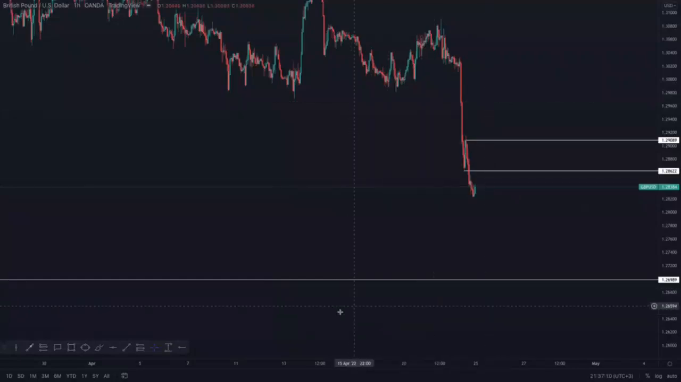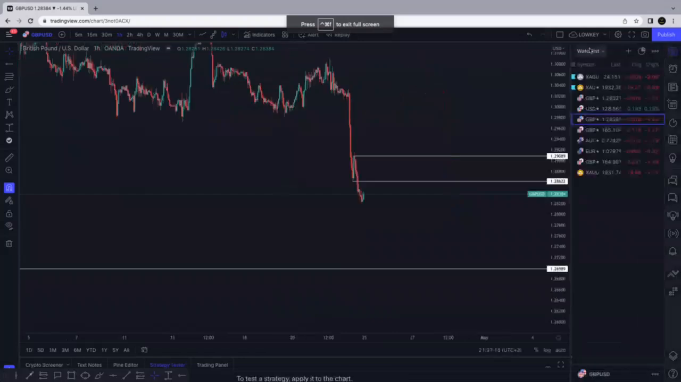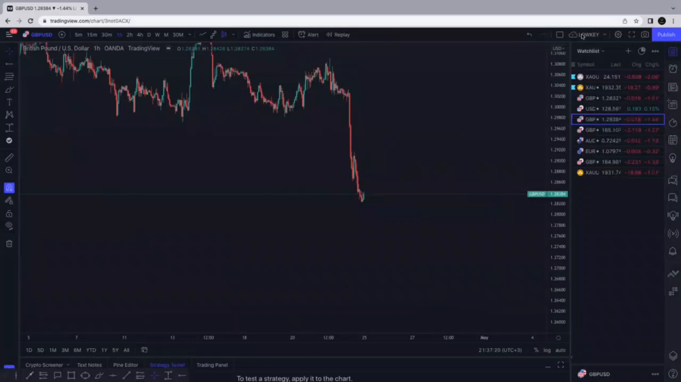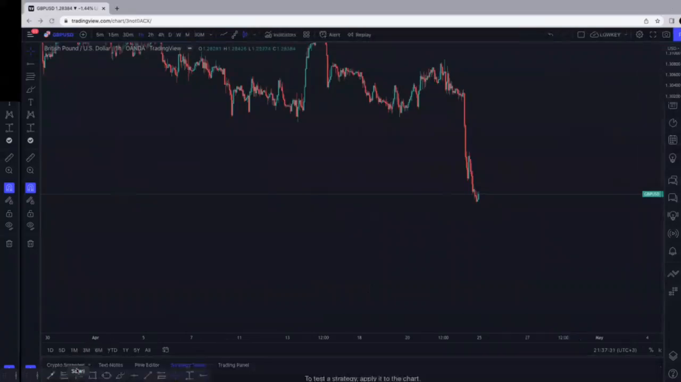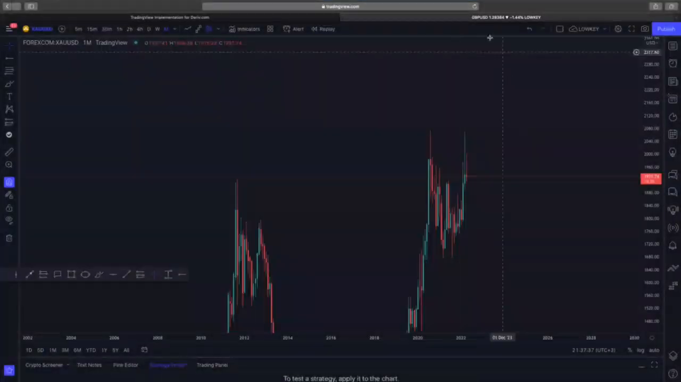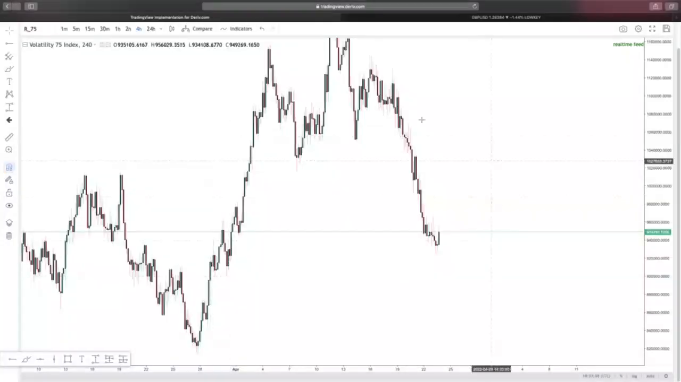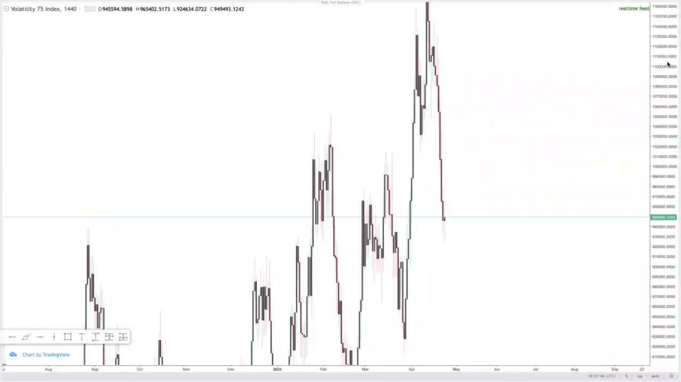Okay, let's look for one last pair. For example, which pair would you like it to be? It could be an index or a currency pair. V75. Okay. So in V75, we'll have to go to the highest time frame.